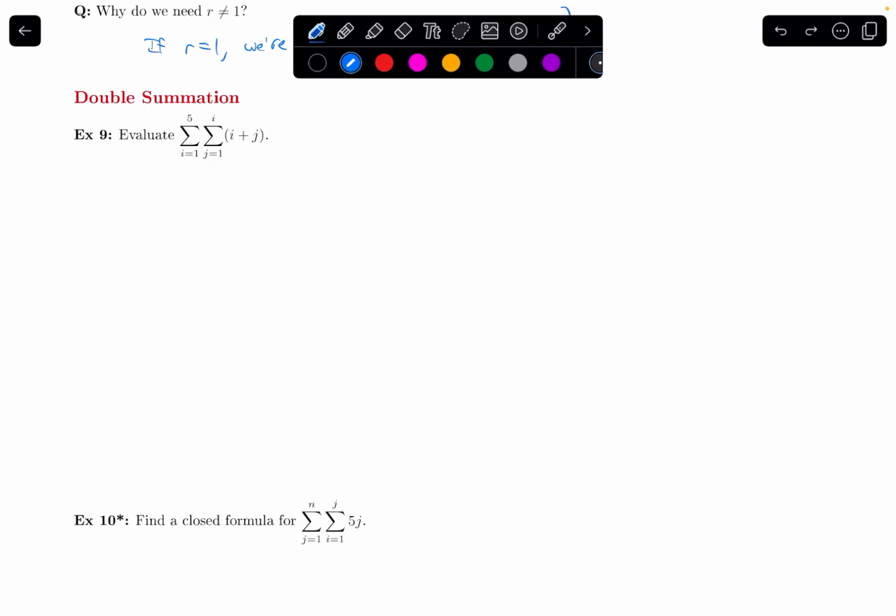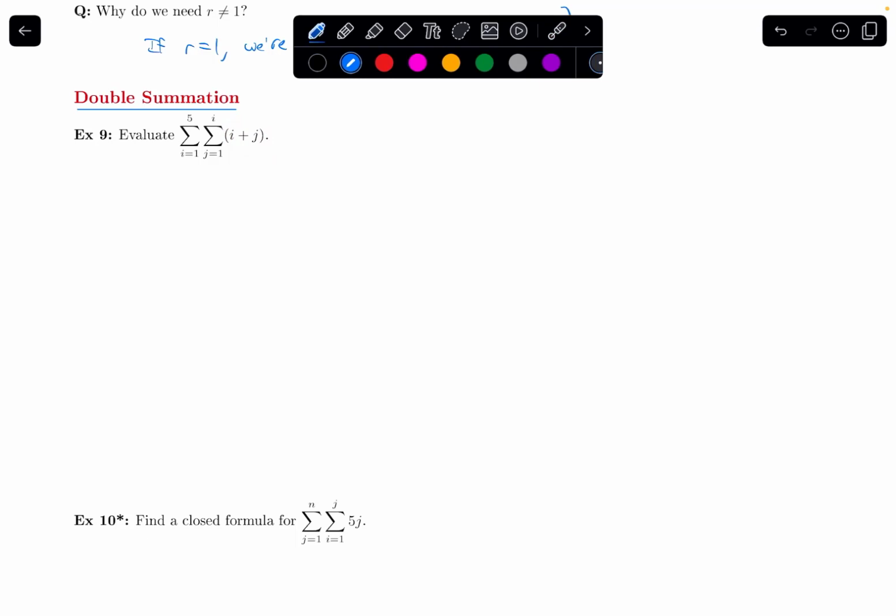In this video, we will do some examples involving double sums. So, double the sigmas. Let's look at an example. Let's say I want to evaluate the sum from i equals 1 to 5, and then inside of it, I have the sum from j equals 1 to i of (i plus j).